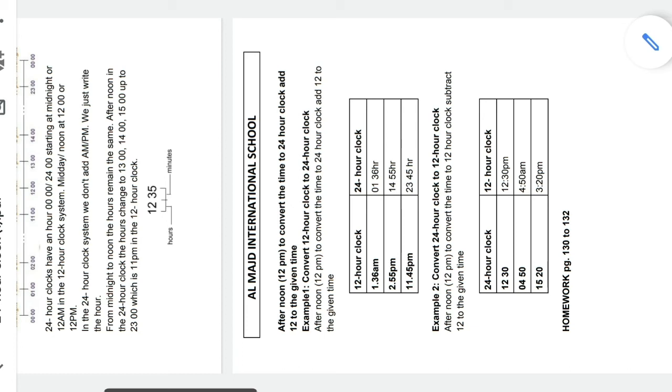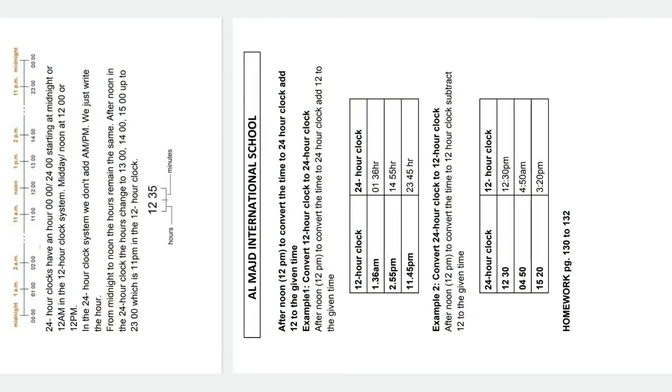11:45 PM. 11:45 PM means that this is after 12 PM, right? So if it is after 12 PM, we will simply add 12 to it. So 12 plus 11 equals 23.